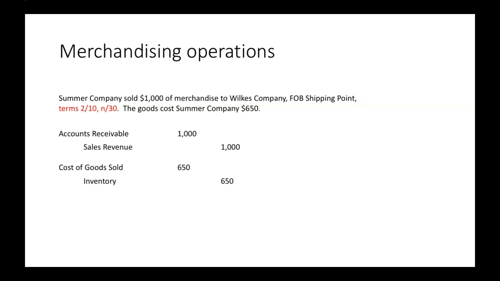Right? So sometimes these terms will change. It could be 4/10 net 30. It could be 1/10 net 30. They could completely change up these numbers, right? So just remember that the way that this is written is the percent discount if they pay it in a certain amount of days. So 2% if they pay it within 10 days, or they have to pay the net within a certain amount of days. So here the net amount is due within 30 days.